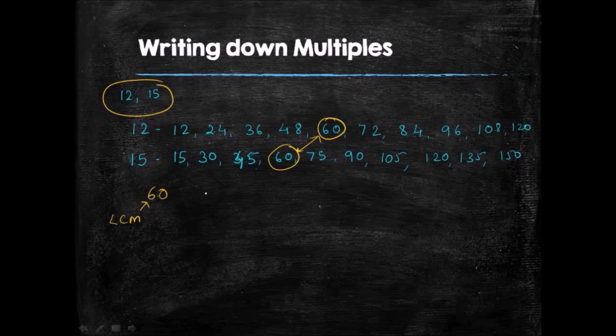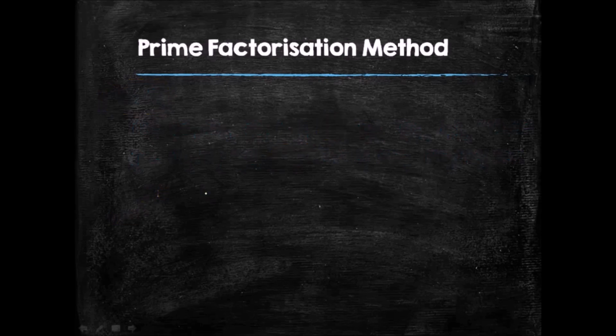So we switch to a different method, and that is the prime factorization method. Now, what is prime factorization? In prime factorization, we break down the factors of a number into prime numbers. Let's take the same example, 12 and 15. So the prime factors of 12 would be: 2 6s are 12, 2 3s are 6, and 3 1s are 3. So 12 can be written as 2 into 2 into 3.